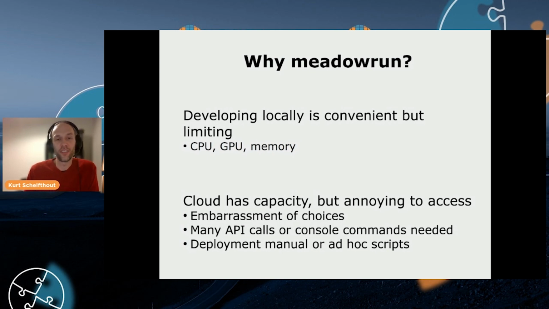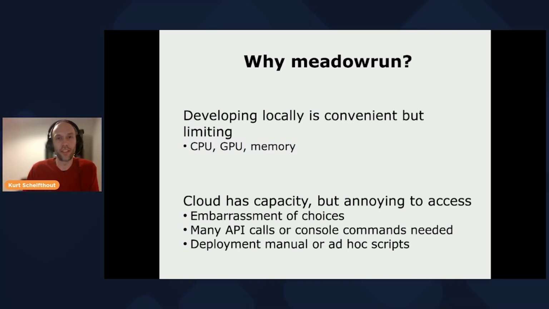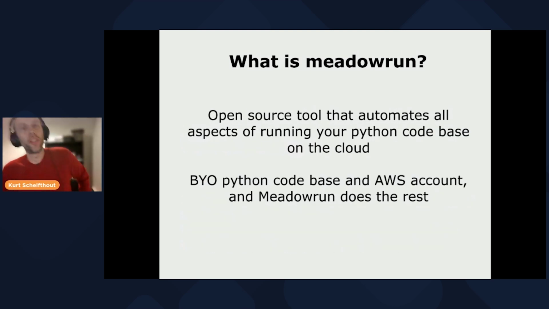And even then, you still don't have the local code and your local Python environment, Conda or Pip or whatever it is that you use, available on those machines. Maybe you need to go build containers or stuff like that. And so what Meadowrun does is it's an open source tool that automates all these aspects of running your Python code base on the cloud. So it's geared specifically towards Python. This talk will mostly discuss the AWS target, but we also do support Azure and Kubernetes.